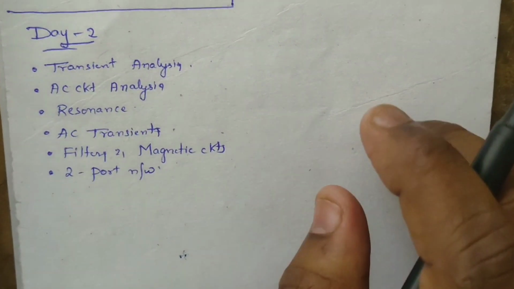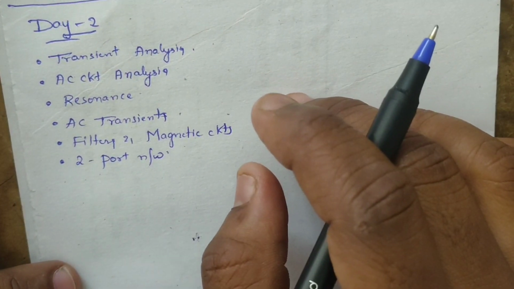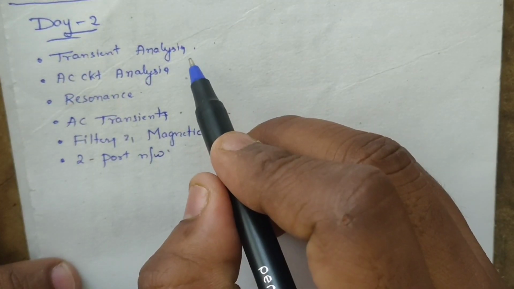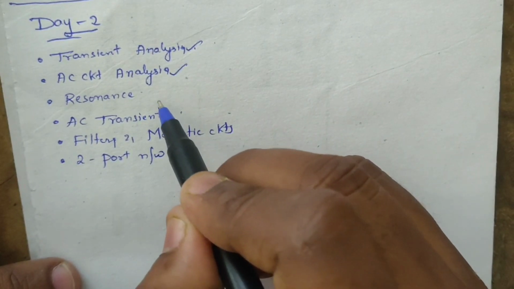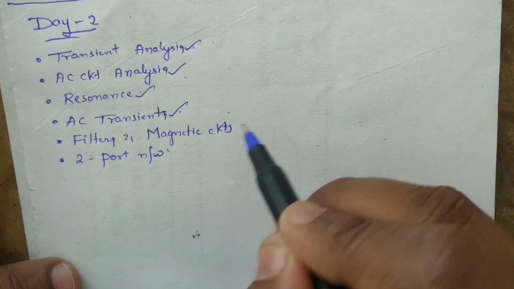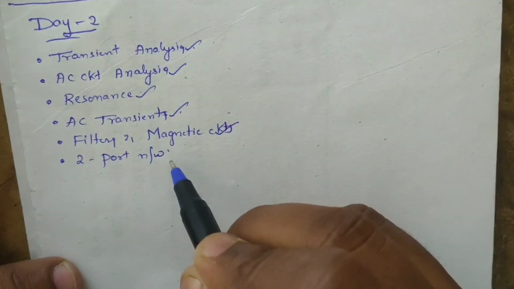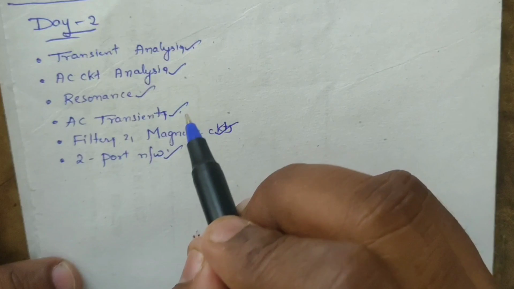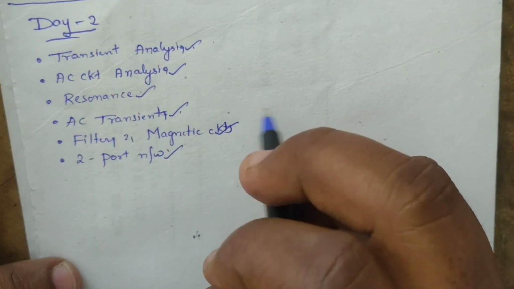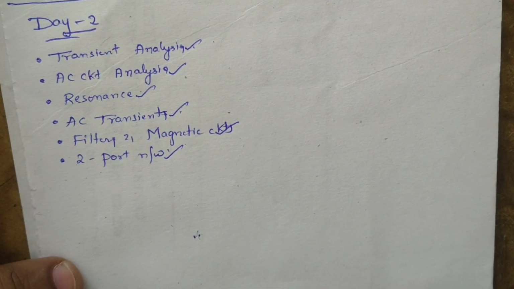Hello, good morning everyone. Today we will see concepts of transient analysis, AC circuit analysis, resonance, AC transients, filters and magnetic circuits, and two-port networks. After completing these topics, we will see some important problems regarding these topics.